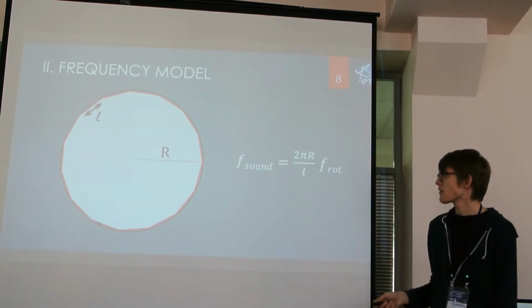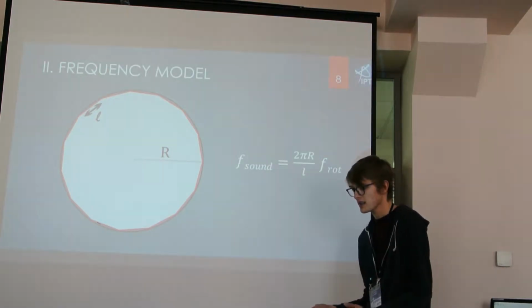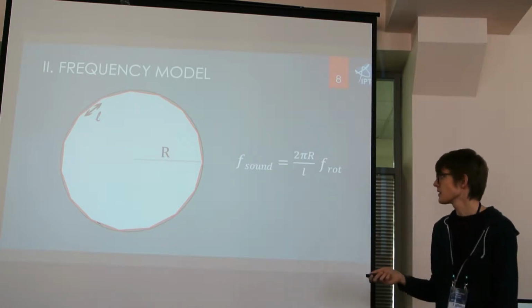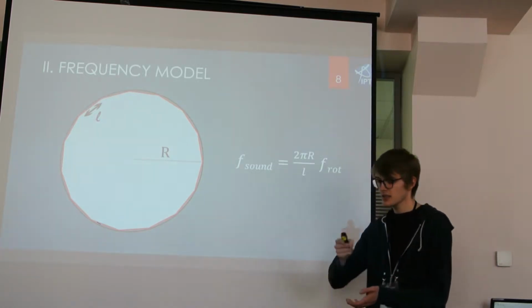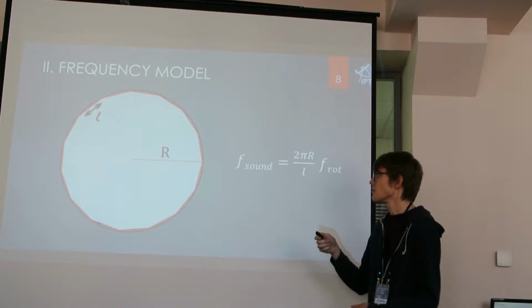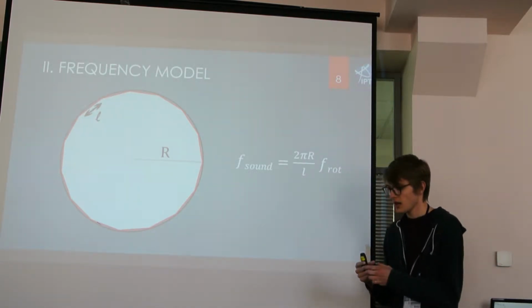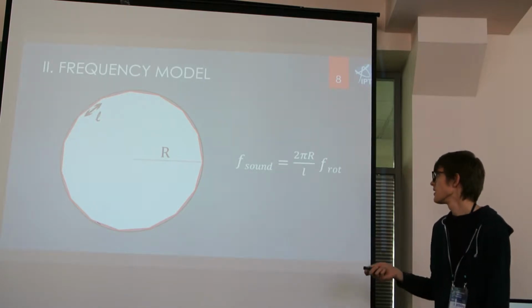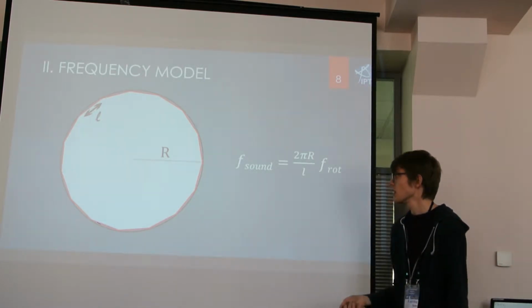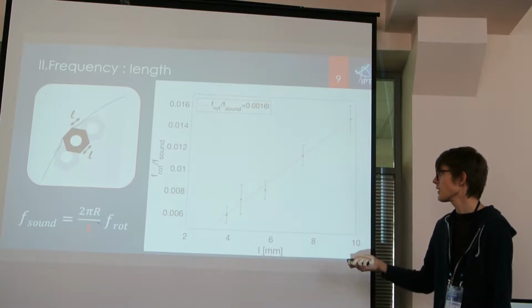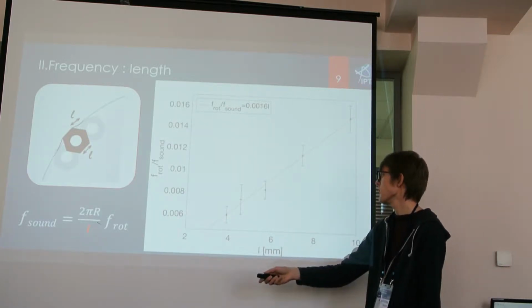Here's the model for our frequency. The idea is that the frequency we hear because of the hex nut is due to the fact that the hex nut hits the balloon at regular times, given by the ratio of the perimeter of the balloon over the edge length of the hex nut, times the rotation frequency of the balloon. This is a pretty simple model, and we actually verified it.